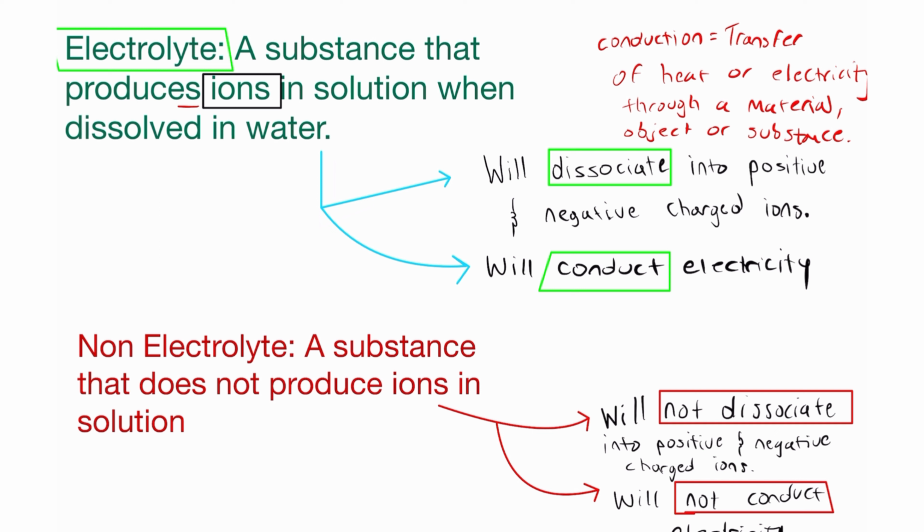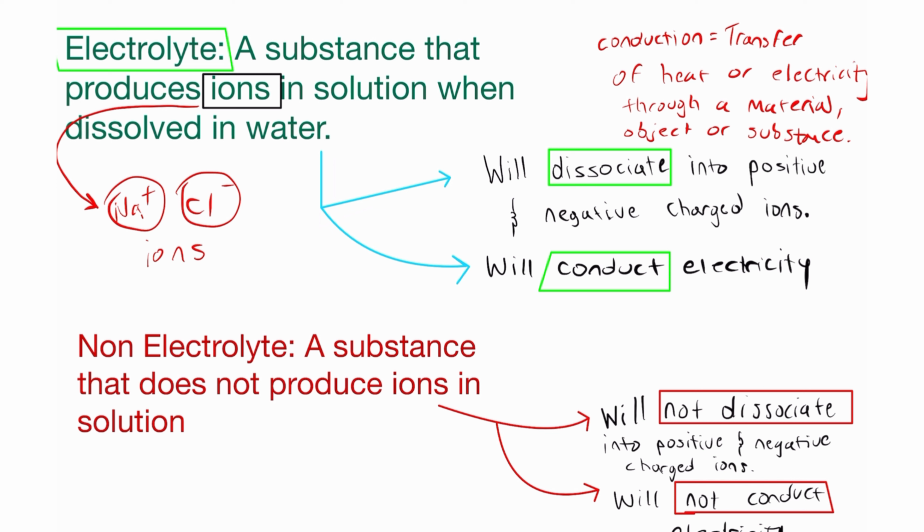So what is an ion? An ion is something that will have a negative or positive charge. For example, we have Na and Cl, sodium and chlorine. Sodium has the positive charge and chlorine has the negative charge. So these are called ions. Anything that has a positive or negative charge.